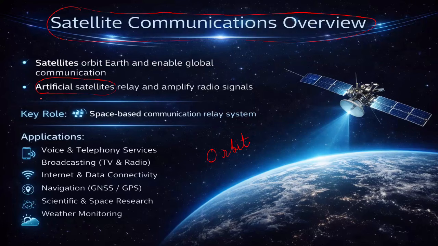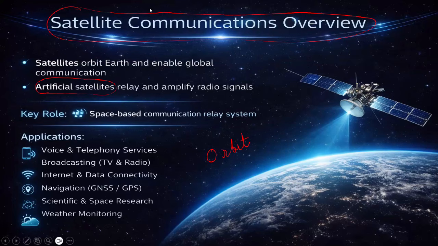So what happens? Instead of signals traveling directly over long distances on Earth, they are sent to satellites and then back to another location. This allows communication over very large distances, even across continents and oceans. It also enables connectivity in remote areas where terrestrial networks are not available.